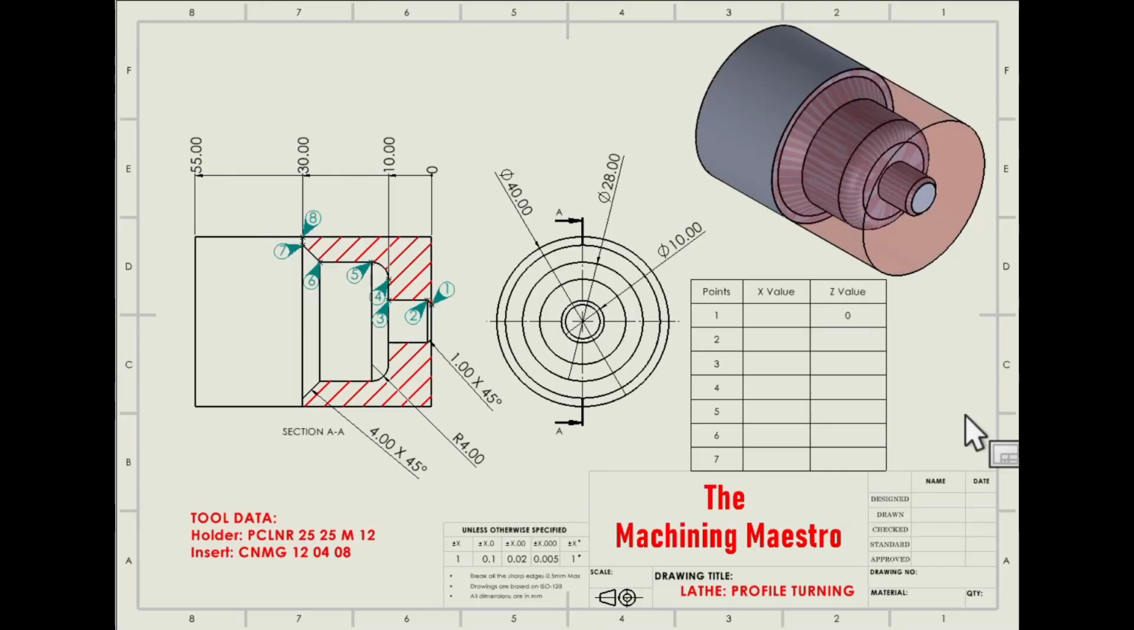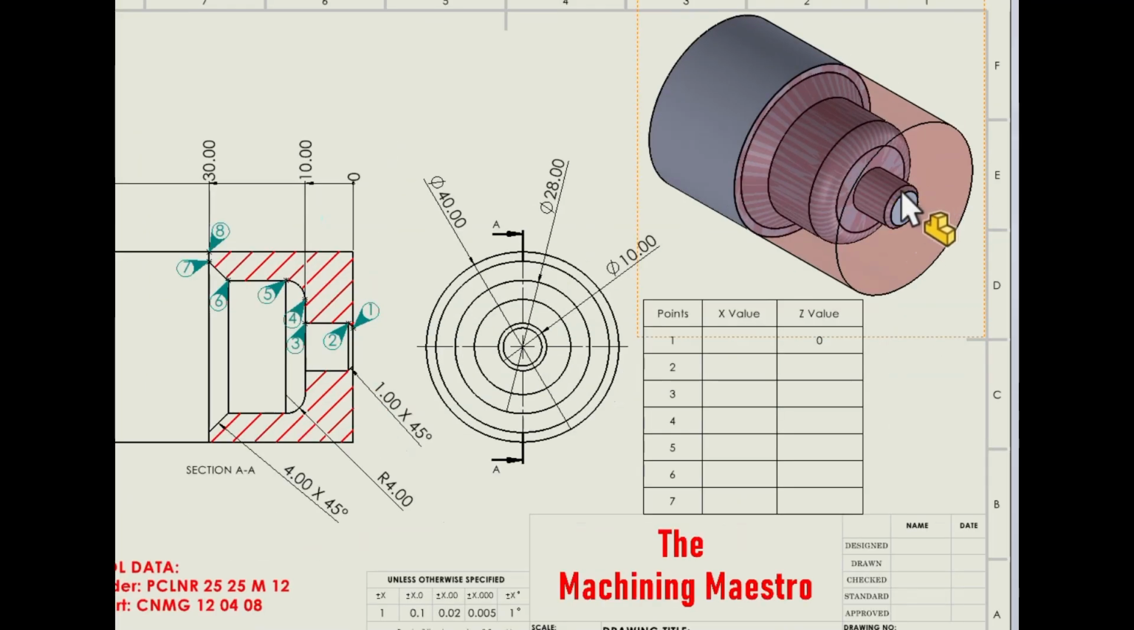Today I am going to explain the profile turning operation. In a profile turning operation, the material is removed both radially and longitudinally from a raw cylinder to produce a part which consists of various radii, chamfers, step turnings or tapers.